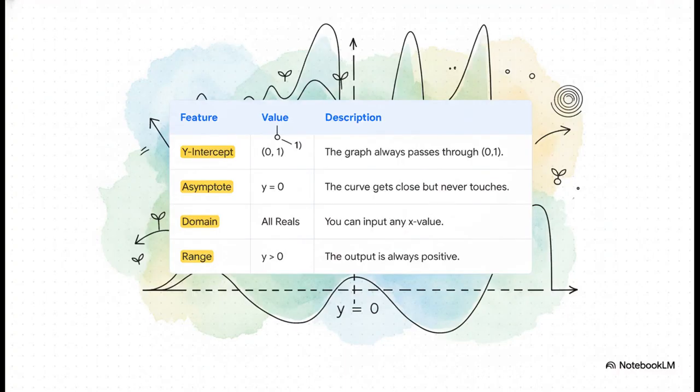Now the cool thing is that every parent graph, no matter what its base is, shares the same core features. It's like they're all related. They all cross the y-axis at the point (0, 1), every single one. They also have a horizontal asymptote at y = 0. Think of it like an electric fence or a floor the graph gets super close to, but just never touches. And because of that floor, the range, all the possible y values, is always positive, always greater than 0.